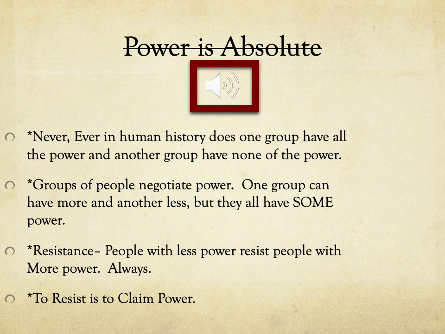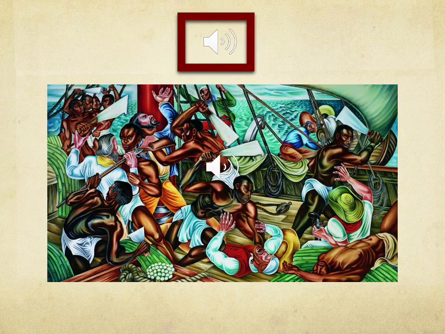Yeah? Good. Next slide. This is just a cool picture of some slaves really violently resisting their oppression. It's a semi-famous painting of a slave ship where the slaves took over the ship, killed their enslavers, and sailed the ship back to Africa. How cool is that? Next slide.